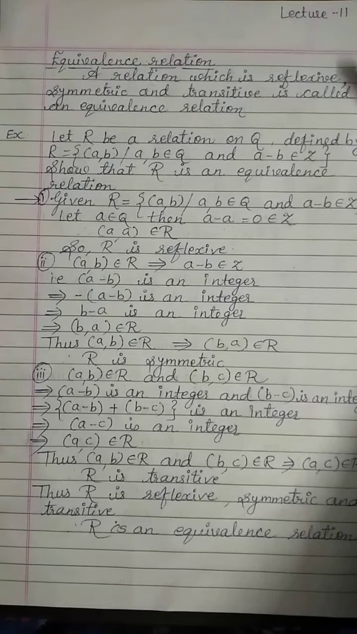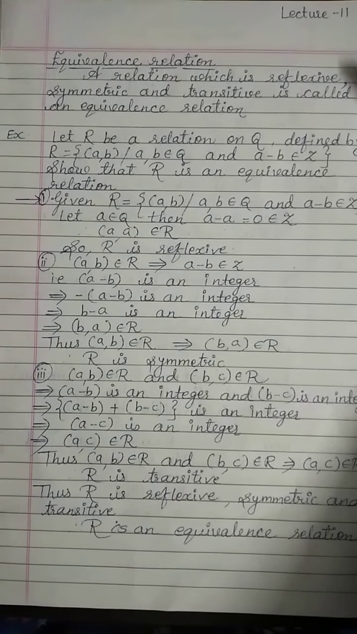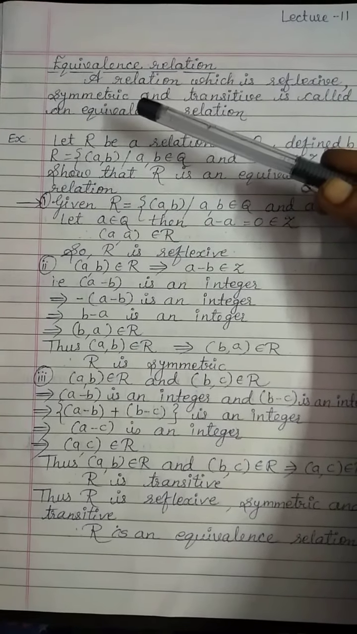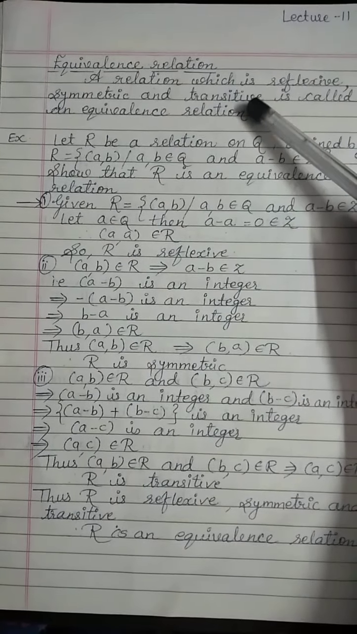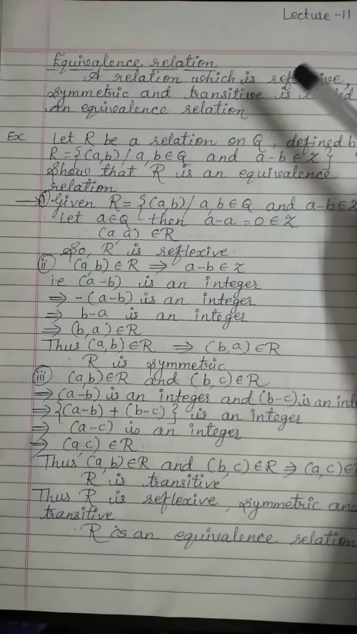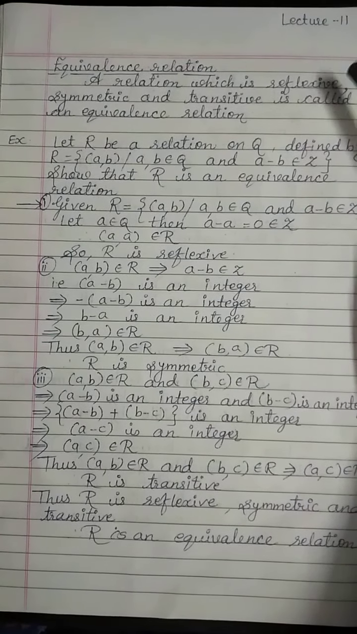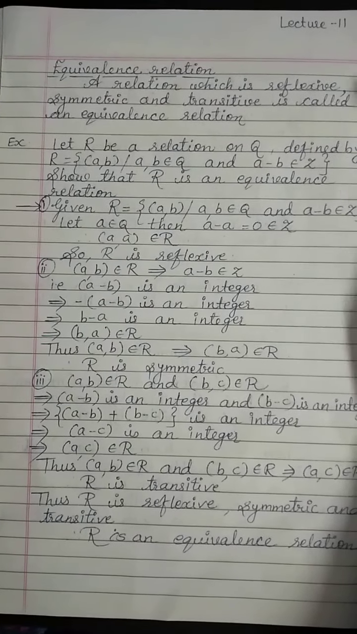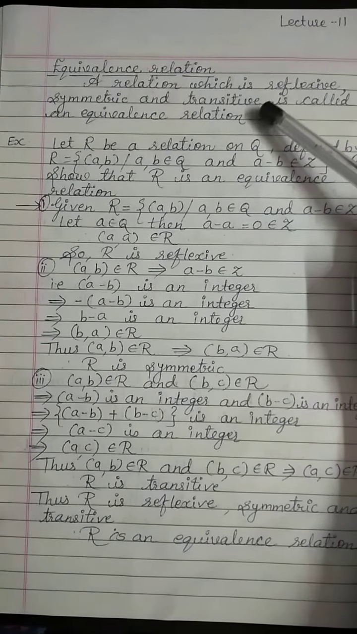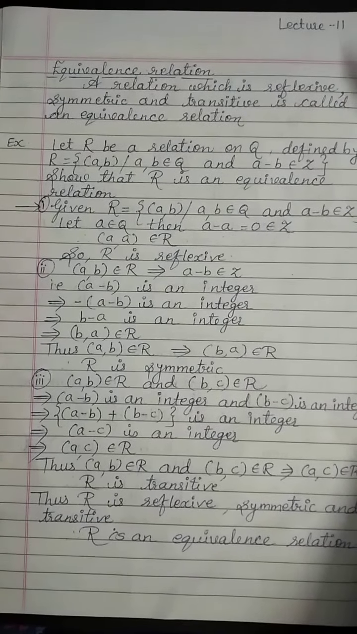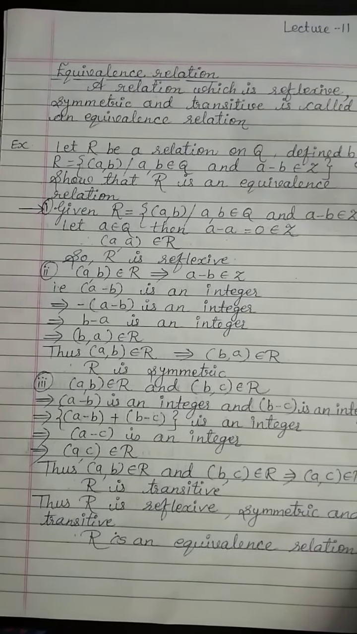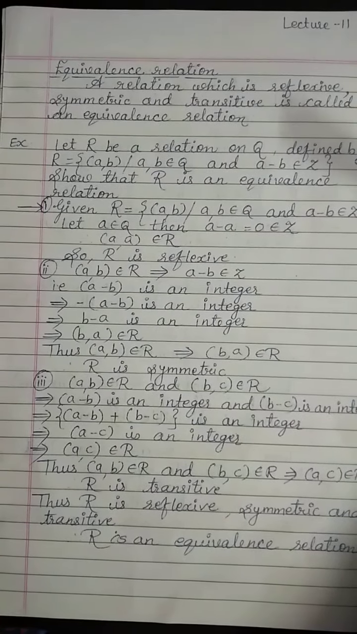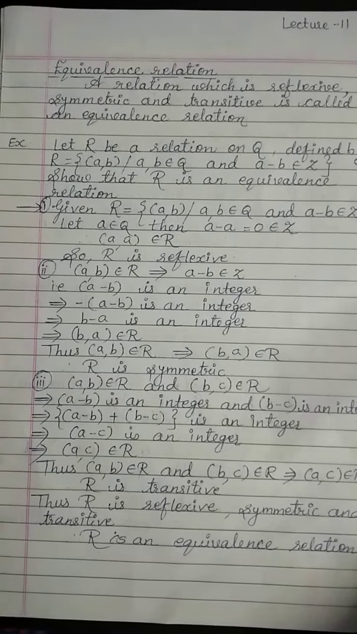And suppose A is related to B implies B is related to A, then we call that symmetric. And about transitive, if A is related to B and B is related to C, which implies A is related to C, then we can say that the relation is transitive. And if any relation is reflexive, symmetric and transitive, then it is called an equivalence relation.